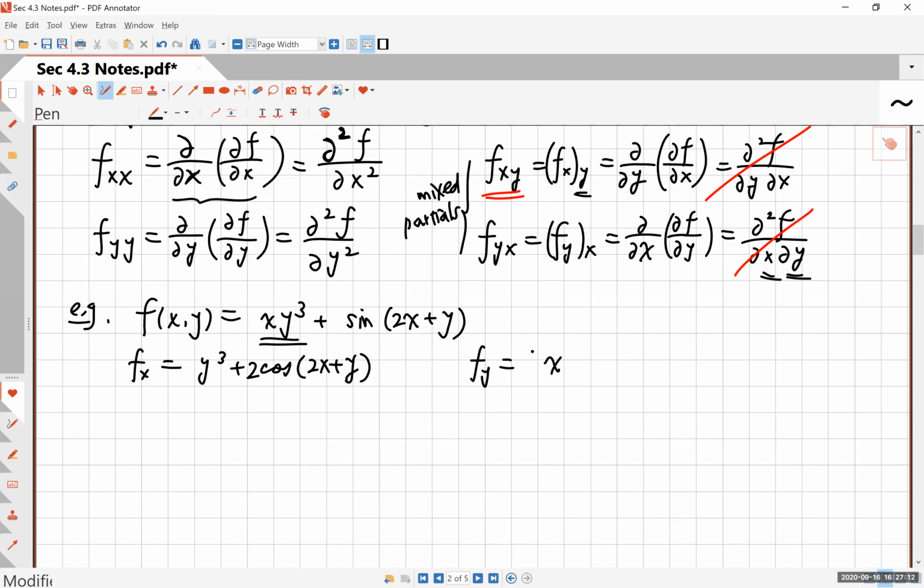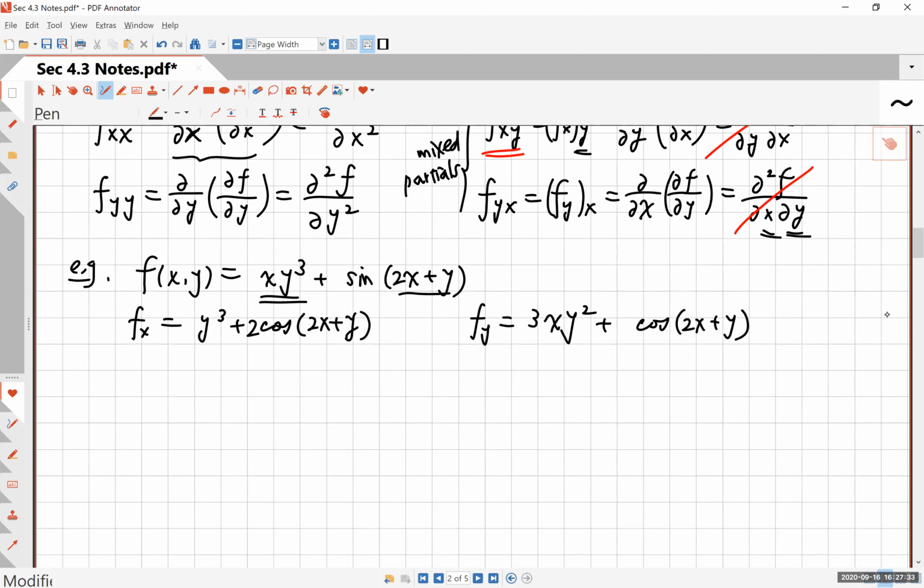f sub y, okay, so this will be x, which is a constant as far as y is concerned. y cubed becomes 3y squared. Get that? And then this one will be cosine of 2x plus y times the derivative of the inside function with respect to y, but that's just 1. Okay, so you don't even have to write that. Erase it. Okay, so those are the 2 partial derivatives.